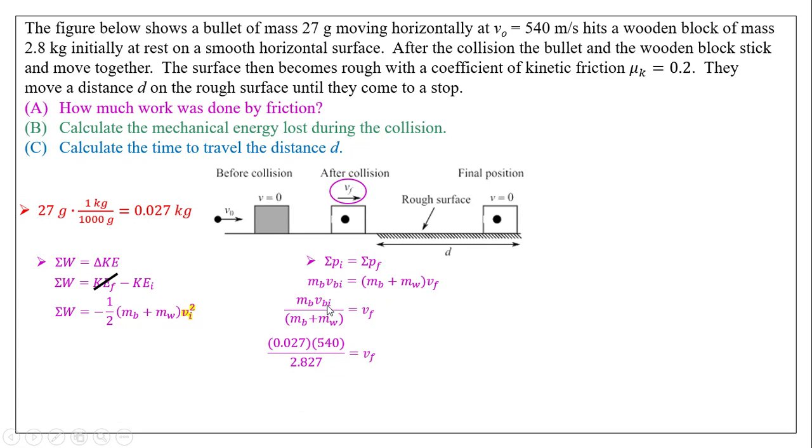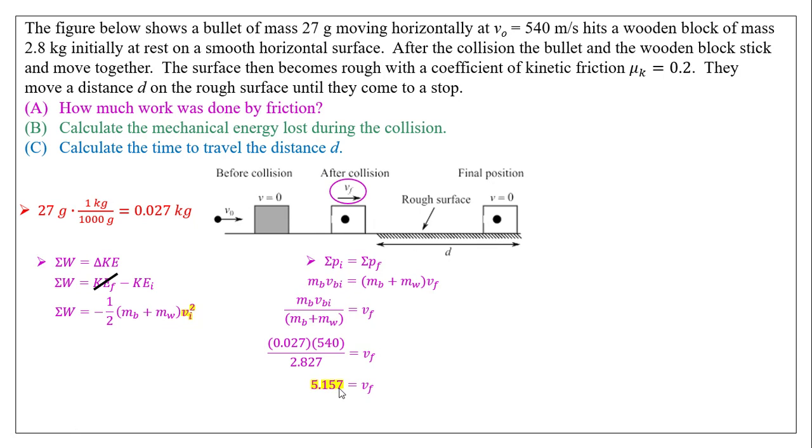And then the initial speed of the bullet is given in the statement as 540 meters per second. And then the mass of the whole entire system, which is 2.8 plus 0.027, is 2.827. Plug and chug on your calculator, and you should get a final velocity of about 5.157.